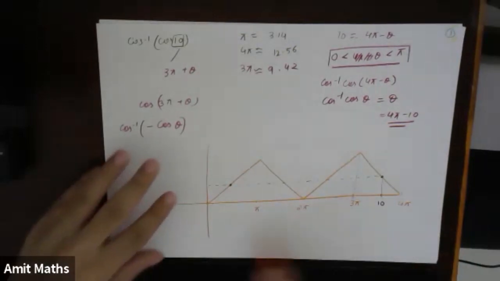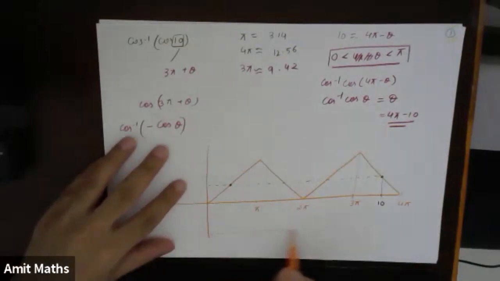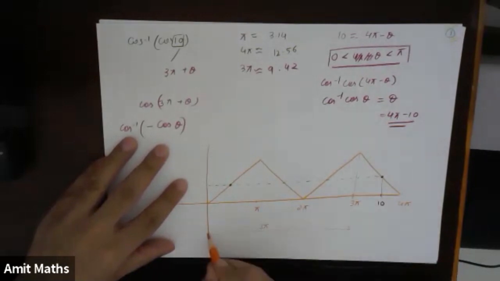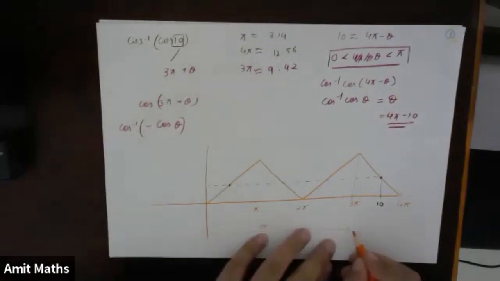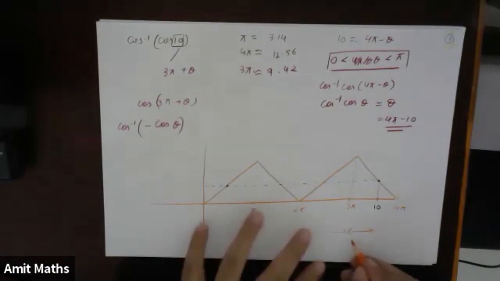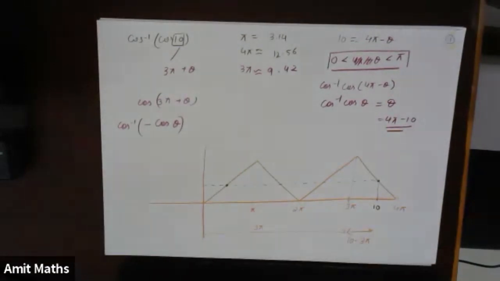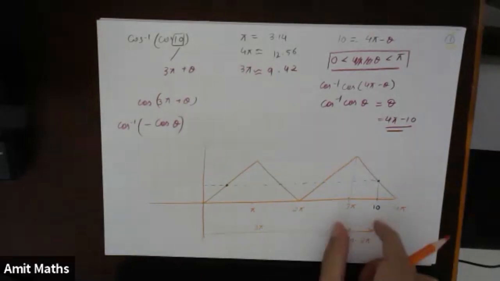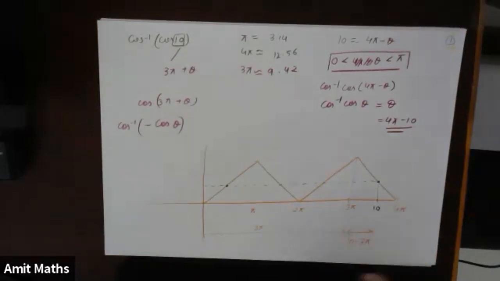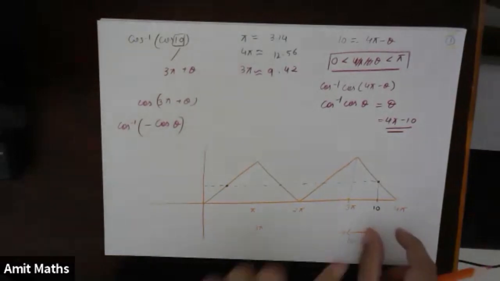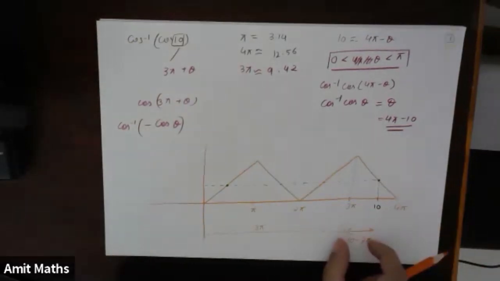This is 3 pi. From here till here it is 3 pi, and from here till here it is 10. So this difference is nothing but 10 minus 3 pi. First thing, this difference is 10 minus 3 pi.